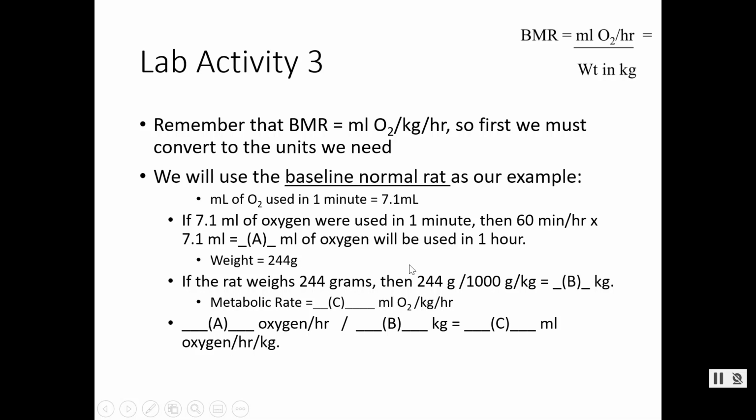Once you convert your milliliters of oxygen per minute to oxygen per hour, that new number is A. Once you take your weight and convert your grams to your kilograms, that's our new number B. Once you have number A and number B, go ahead and divide those two numbers. That will give you your metabolic rate, your BMR. That's going to be C.